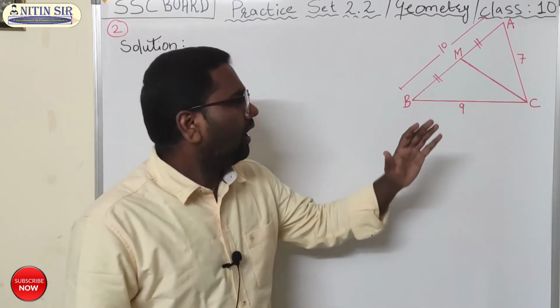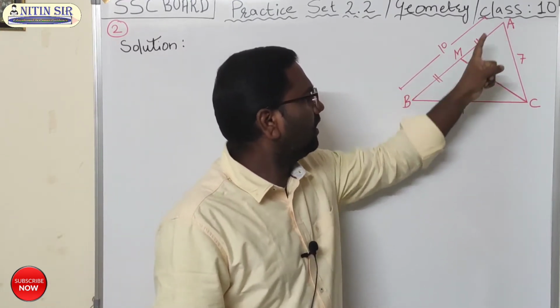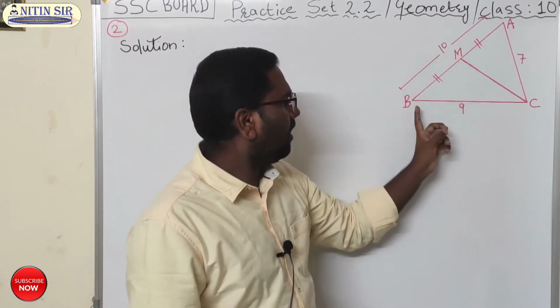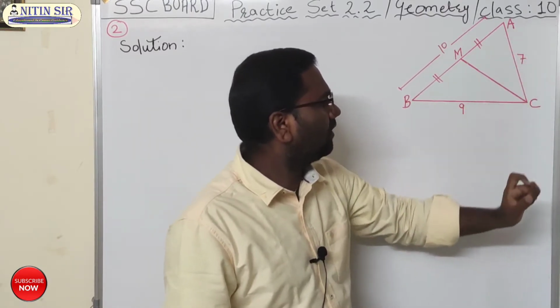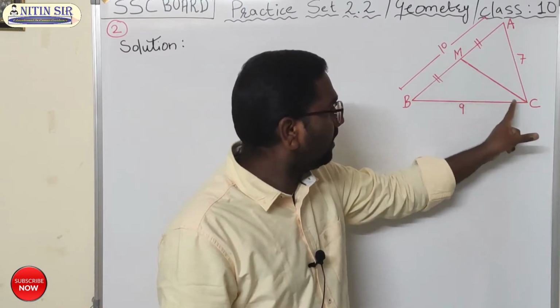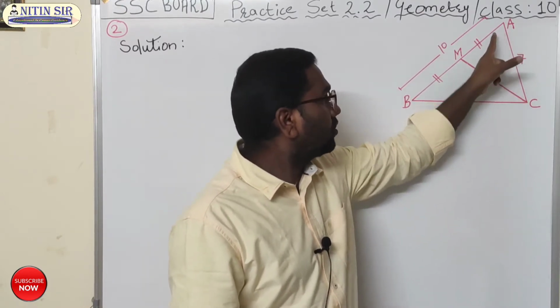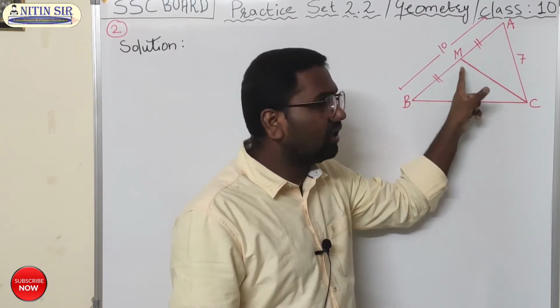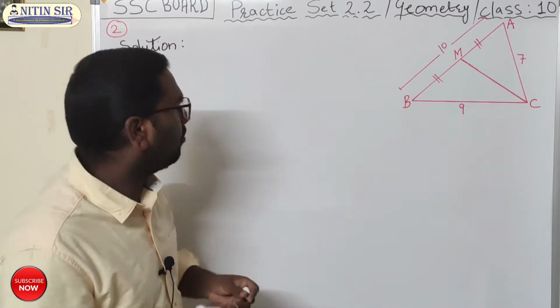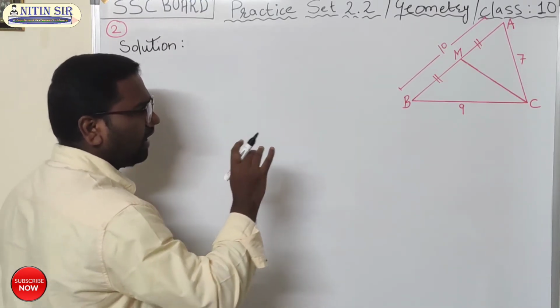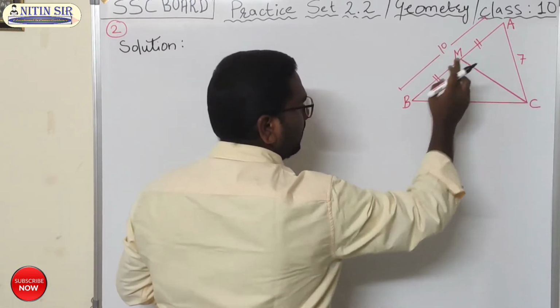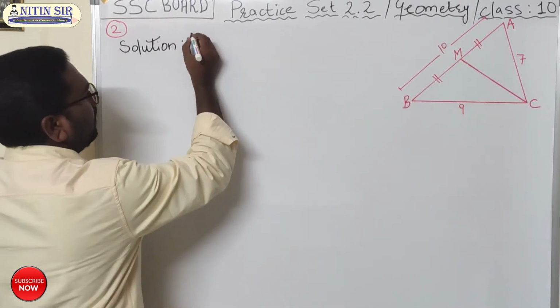Question number 2. In triangle ABC, AB is equal to 10, BC is equal to 9, AC is equal to 7. Then find the length of the median drawn from C to side AB. We have to find the length of this median. So we start with the solution. Before this, we have to consider something. What we have to consider? Let CM be the median.